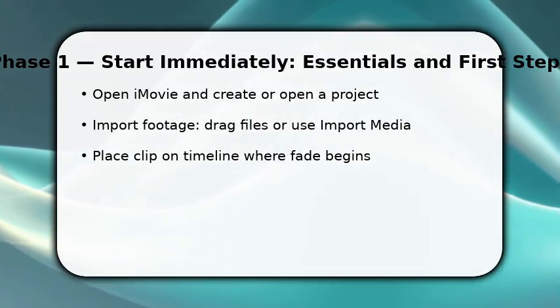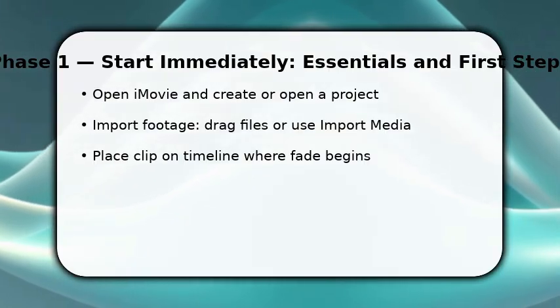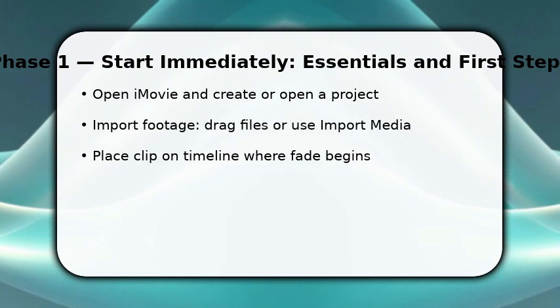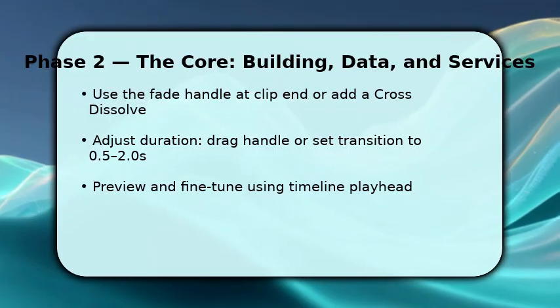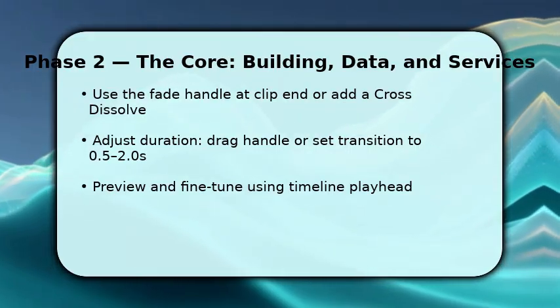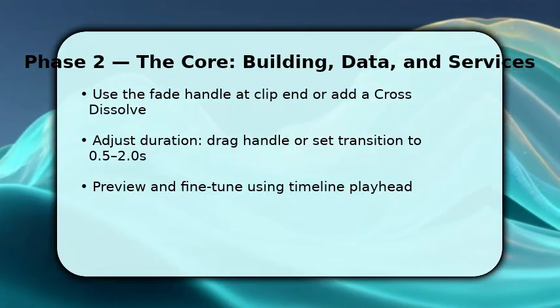Next, we'll add the actual fade effect using transitions and the clip's built-in fade handles. Now add the fade. Drag the small fade handle at the top right of the clip toward the center to create a built-in fade to black. If you prefer a transition, open Transitions, choose Cross Dissolve and drop it at the clip end. This creates a smooth fade.